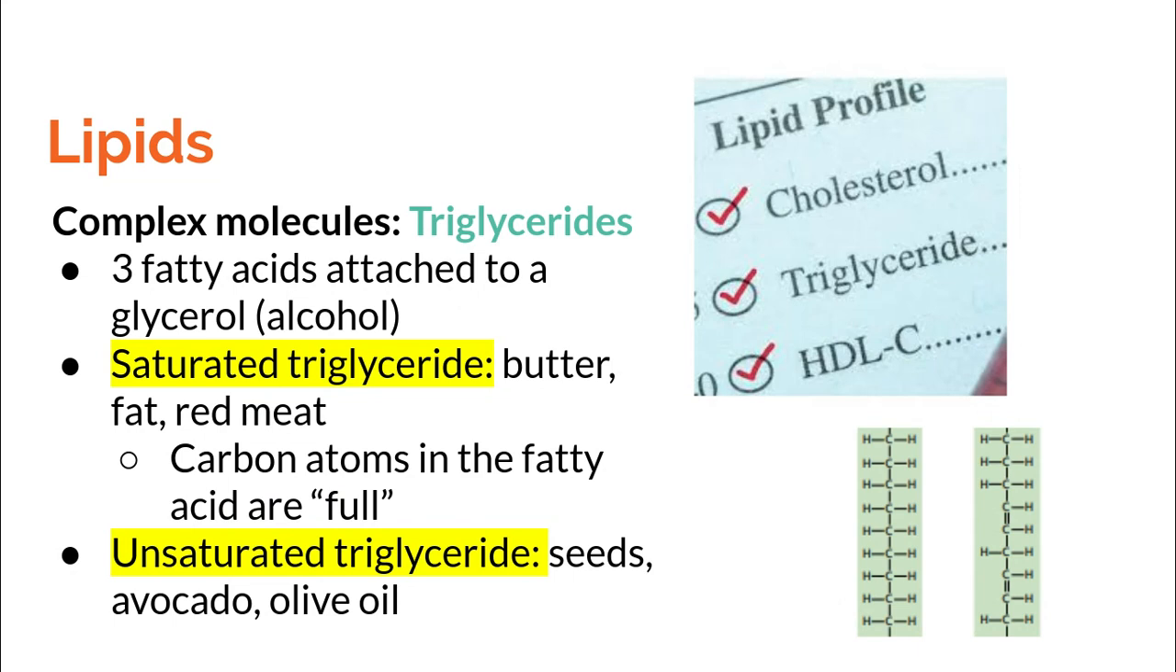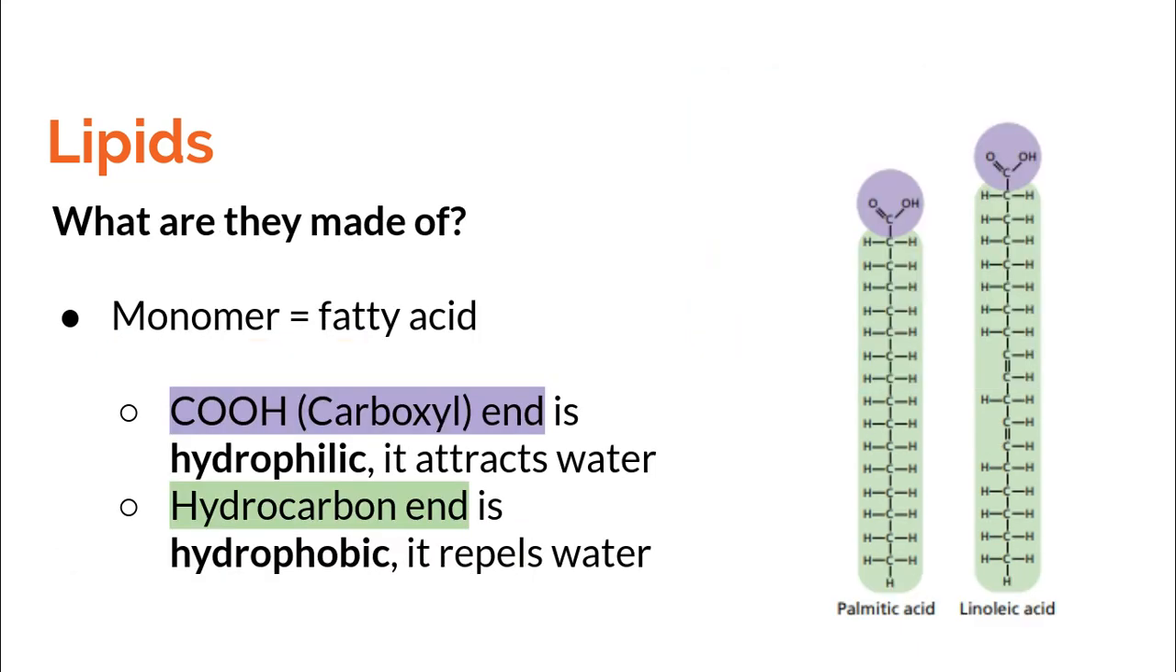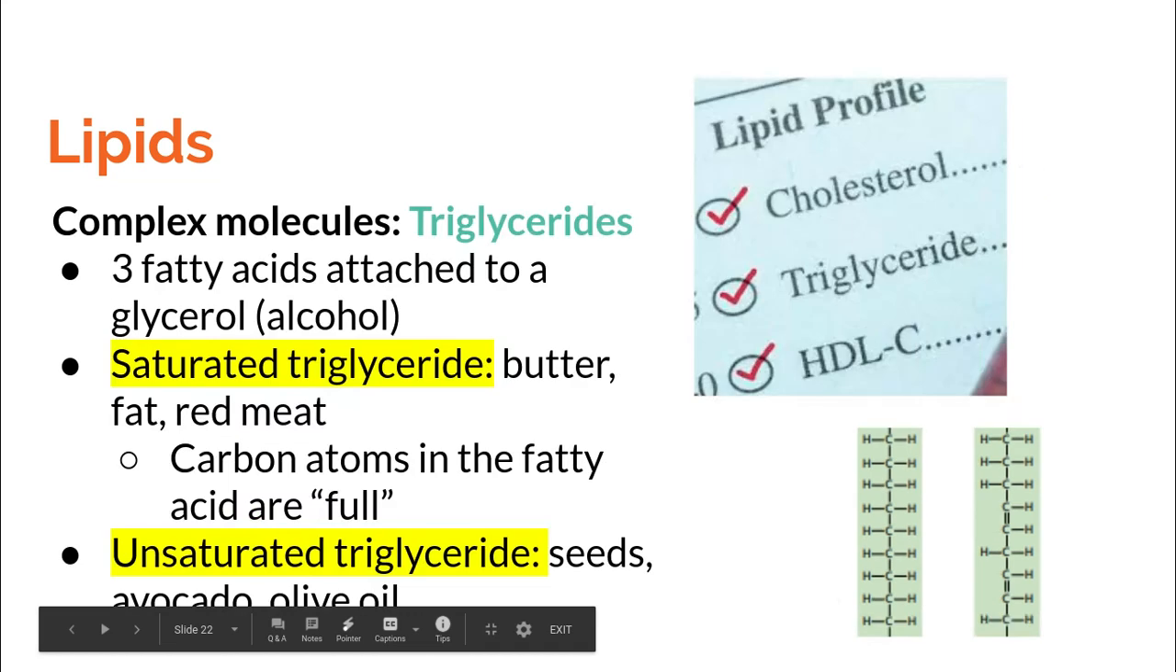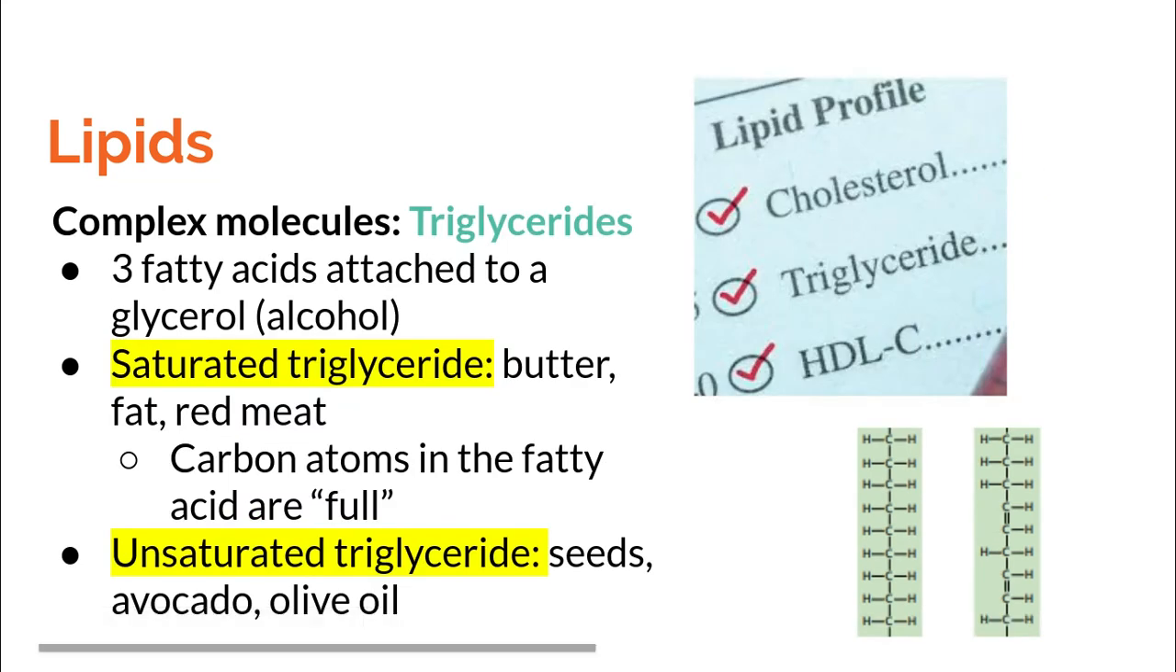A triglyceride is made of 3 fatty acids attached to a glycerol or an alcohol. So imagine 3 fatty acids like these guys attached to an alcohol. Saturated triglycerides or saturated fats are usually what some dietitians refer to as bad fats.